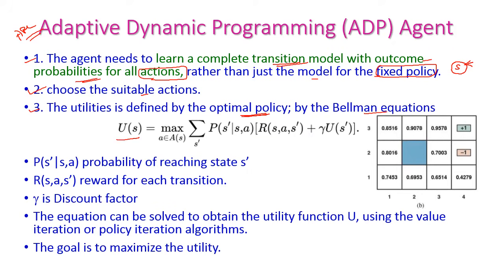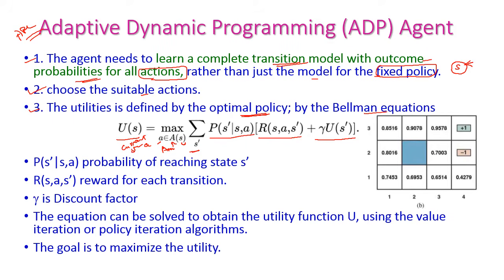Here the utility function U(s), capital U of s, is equal to max over a belonging to capital A(s) of the summation over s' of P(s' | s, a) times [R(s, a, s') + gamma U(s')]. Here a is nothing but an action and capital A is all possible actions for this agent, and s is nothing but the current state.